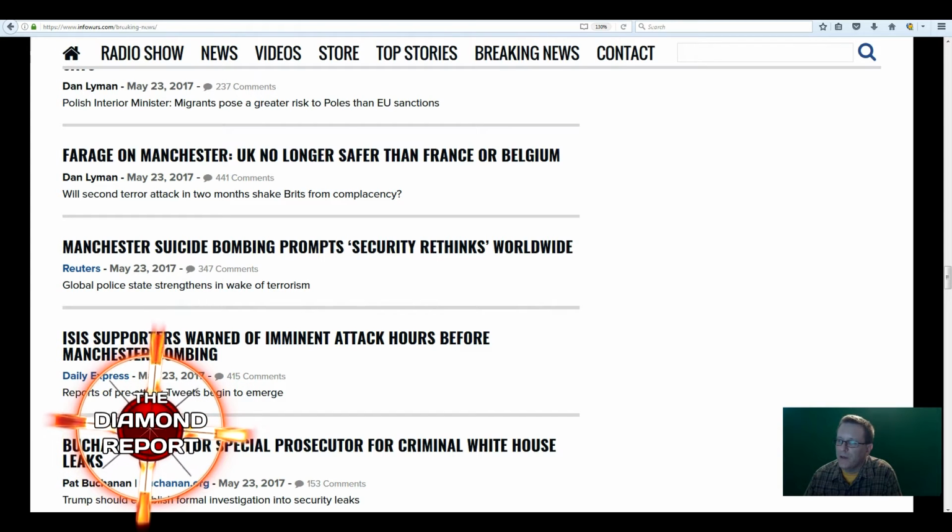And if you think you're going to enjoy going to a concert or a sporting event or whatever, they're going to make it as hellish as possible for anybody going to anything like that to actually enjoy it, because they will give you an anal exam anytime you walk in or walk out of the building, starting anytime very soon, most likely. Farage on Manchester. UK no longer safer than France or Belgium. Will second terror attack in 2 months shake Brits from complacency? I don't know, I have my doubts.